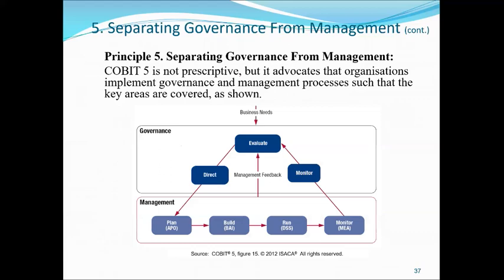So separation, the same thing continues. COBIT 5 is not prescriptive, but it advocates that the organization implement governance and management processes covering key areas. So governance and management have to be monitored. But the business teams plan, build, run, monitor.